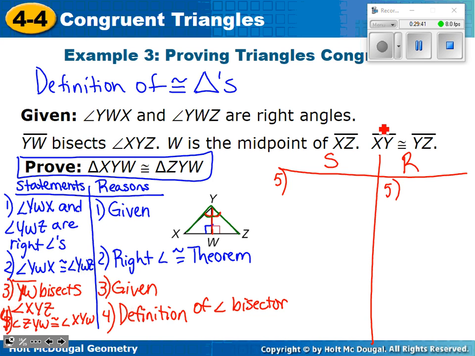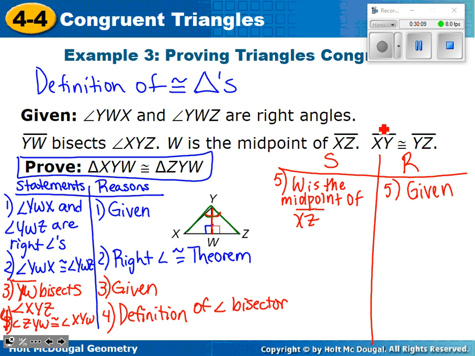The next given says W is the midpoint of line segment XZ. Given. Now, I may not have given you enough spaces in your statement and reason box. Just heads up, I may give you too many and I may not give you enough. So just because you see 10 there doesn't mean we necessarily have 10 steps, okay?